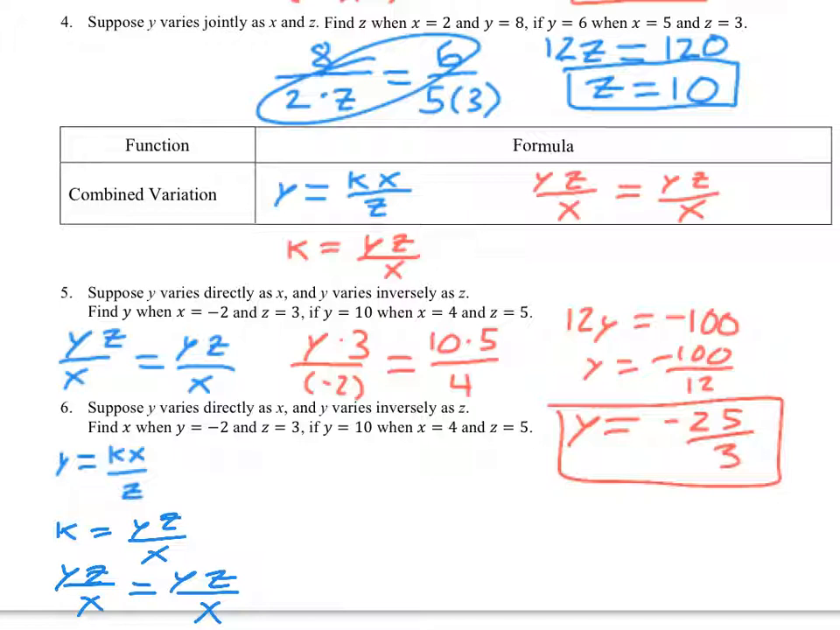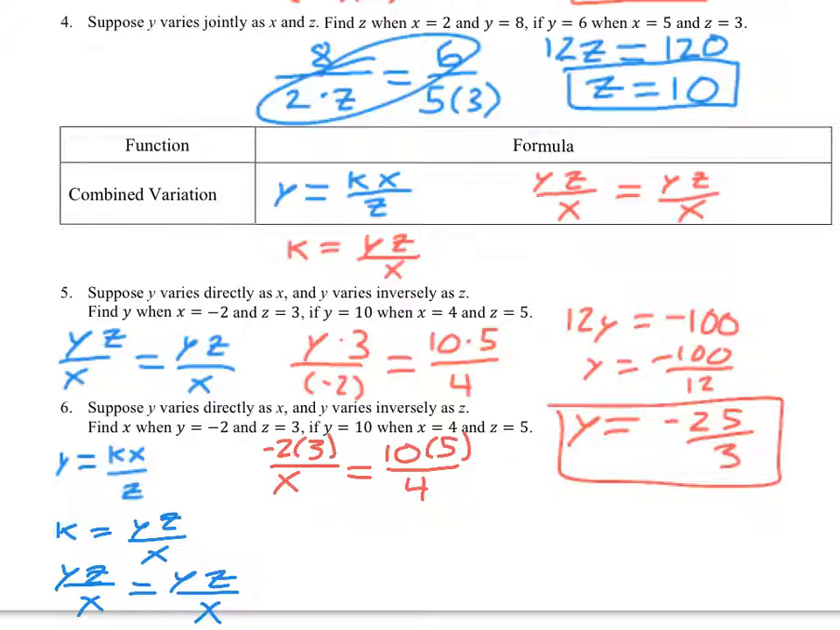Find x when y equals -2 and z equals 3. So we're going to leave the x part as just x. Y equals -2 when z equals 3. For the other side, we know that y equals 10. And be careful that you're plugging everything in to the correct spot. X equals 4, that goes underneath. Z equals 5.